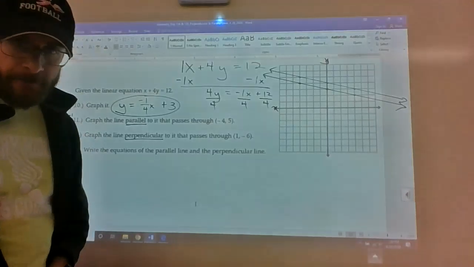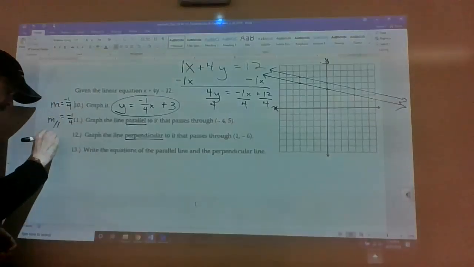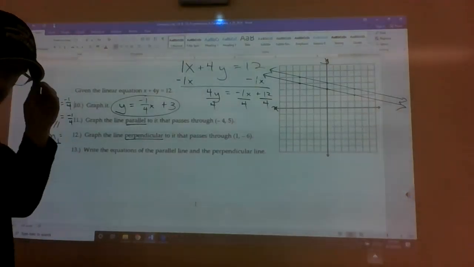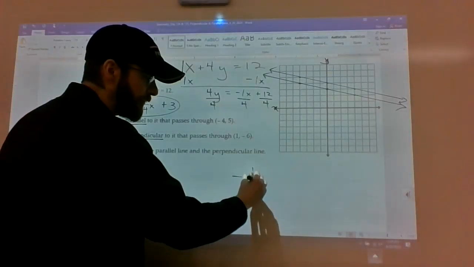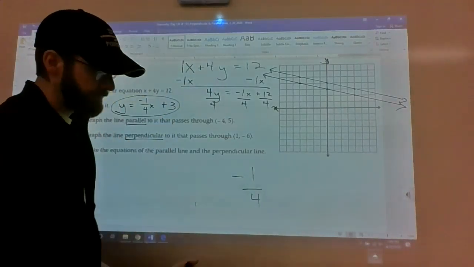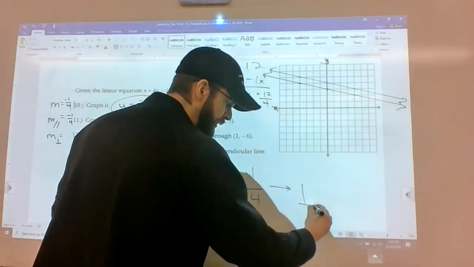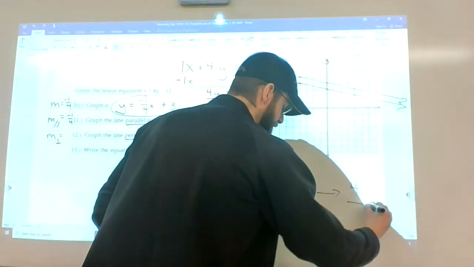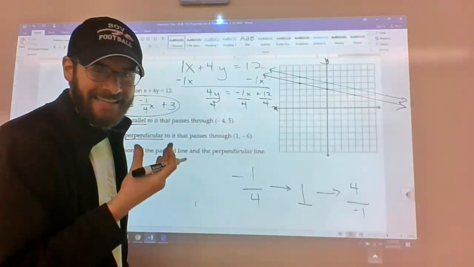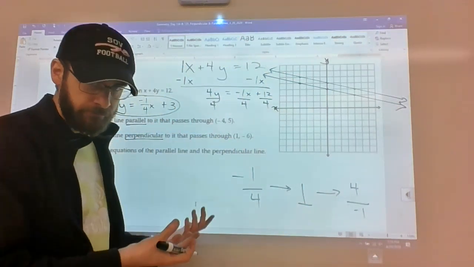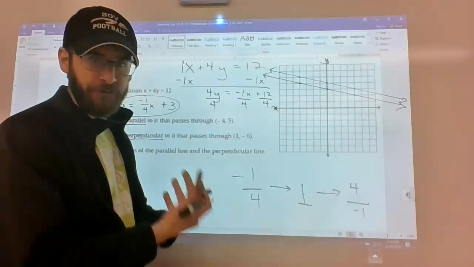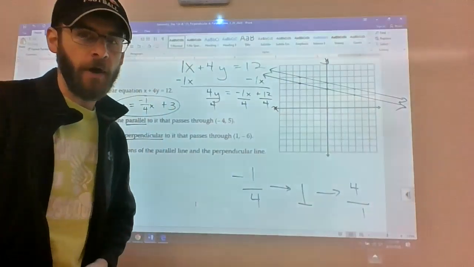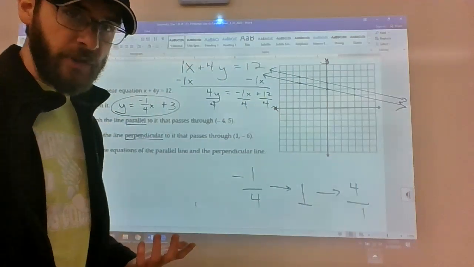Now, if it's perpendicular, the slope of a perpendicular line means you take negative 1/4. If we're looking for the perpendicular slope, you flip it and then make it the opposite sign of what it was originally. So if it was originally negative 1/4, you're going to have a positive 4 over 1. So that's going to be the slope of our new line.